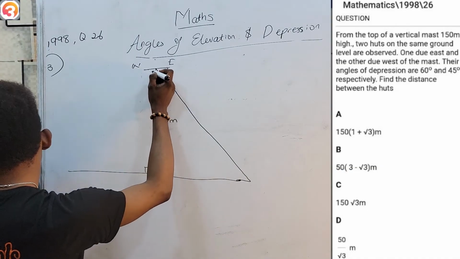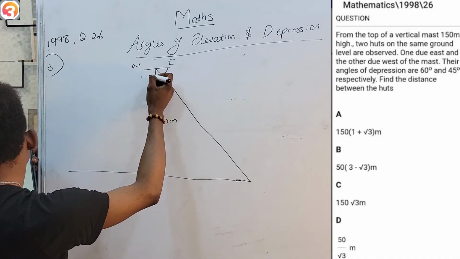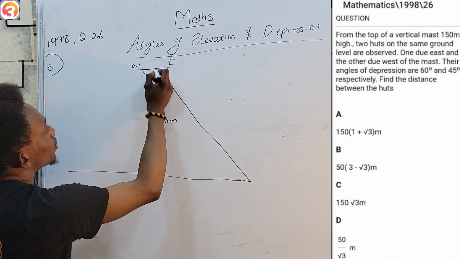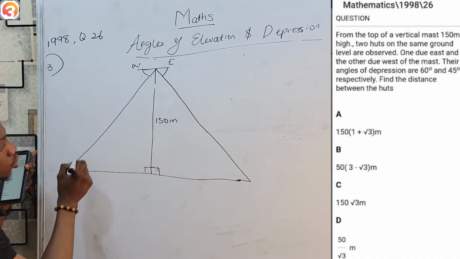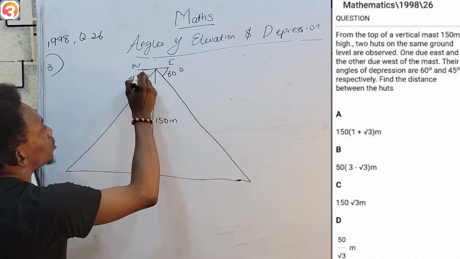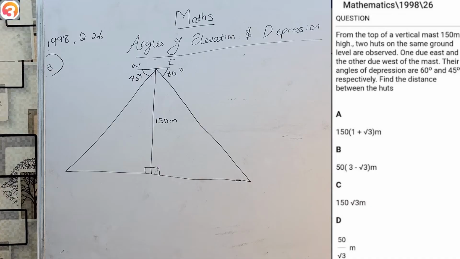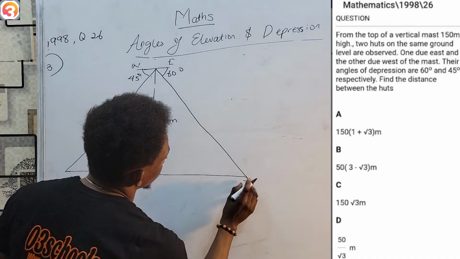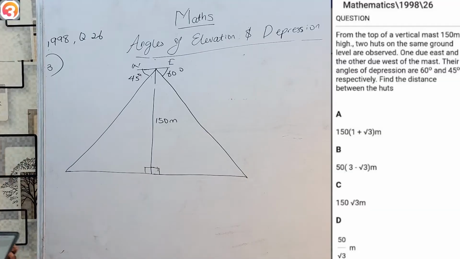While from here, to the west, depression was 45 degrees. He turned his head 45 degrees and then he saw it. This is 60 degrees. This is 45 degrees. Now the question is asking us to find the distance between the two huts.